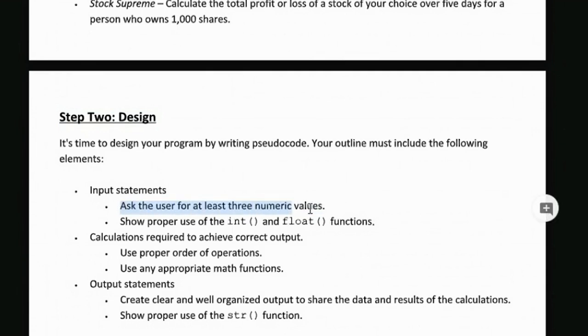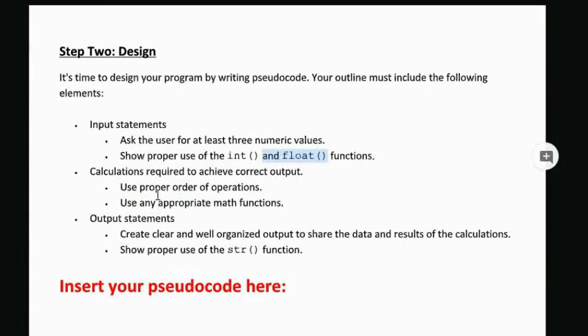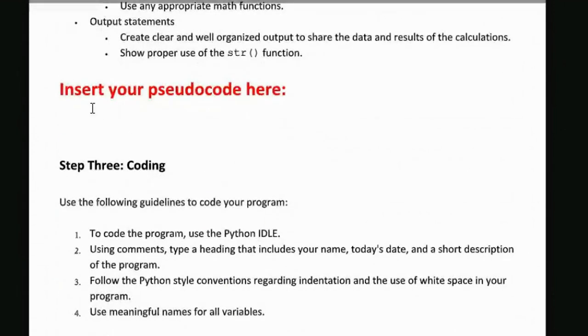we have to ask the user for 3 values, and then make sure you use integer or float, depending on whether or not they're whole numbers or decimals. Calculations to achieve the correct output. Use the string function when you print things. So that's telling you to use the string function, so you print it on the same line. Subtotal equals boom, tax equals boom on the same line using the string function. You should have your pseudocode. And then make sure you use IDLE.